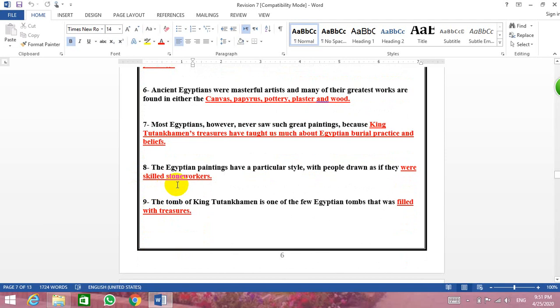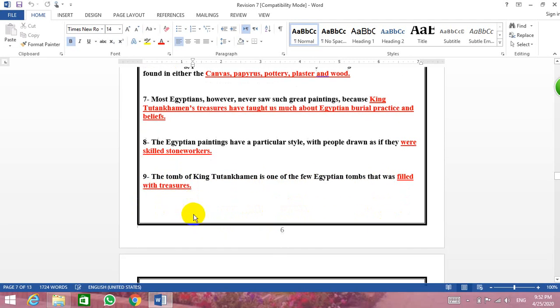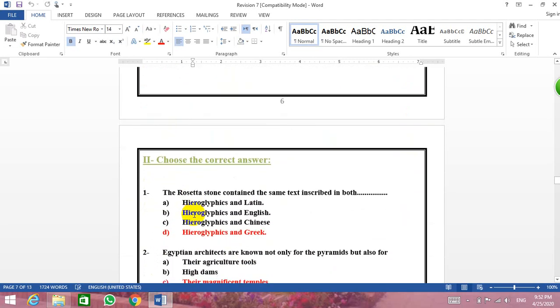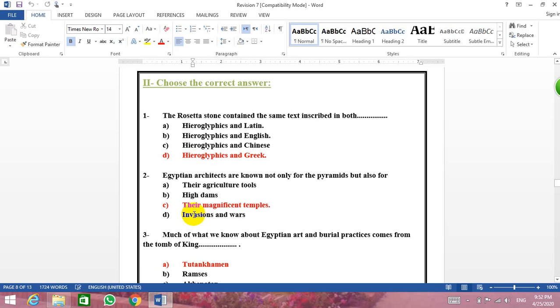Point number 8. The Egyptian paintings have a particular style, with people drawn as if they were skilled stone workers. Point number 9. The tomb of King Tutankhamun is one of the few Egyptian tombs that was filled with treasures.